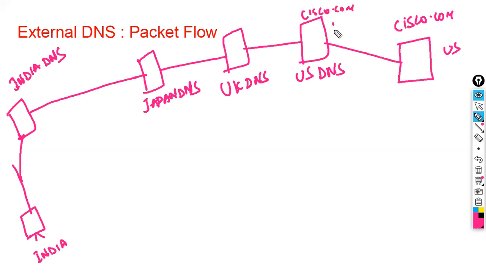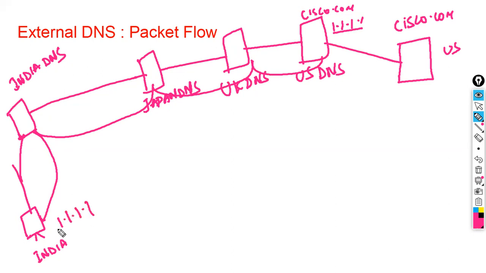Let us say its IP address is 1.1.1.1. Then it will send this IP address to UK DNS. From UK DNS, the IP address will go to Japan DNS. Japan DNS, the IP address will go to India DNS. Then it will go to your PC, that the IP address of this cisco.com is 1.1.1.1. Then your PC will access this website using this 1.1.1.1.